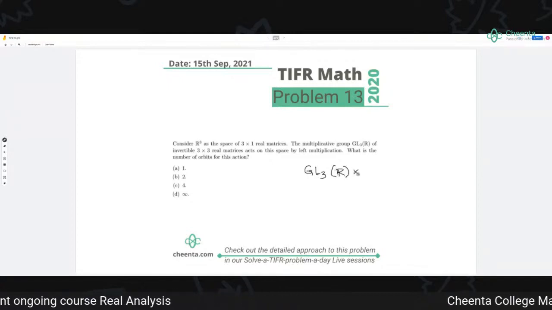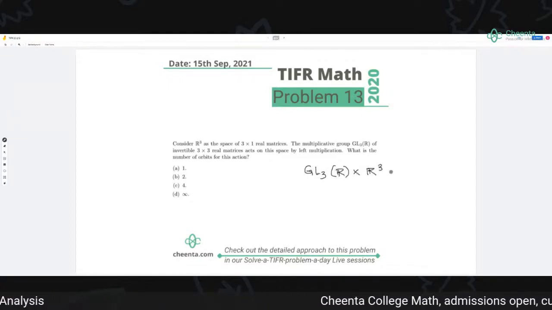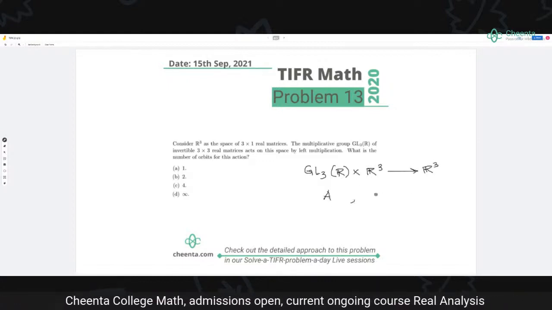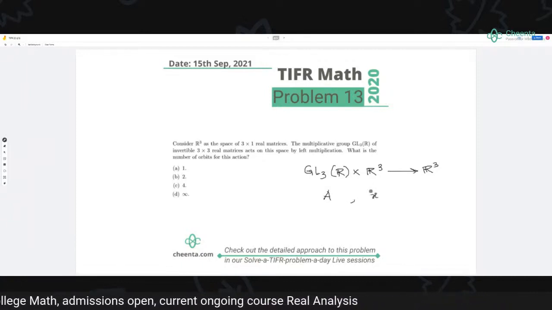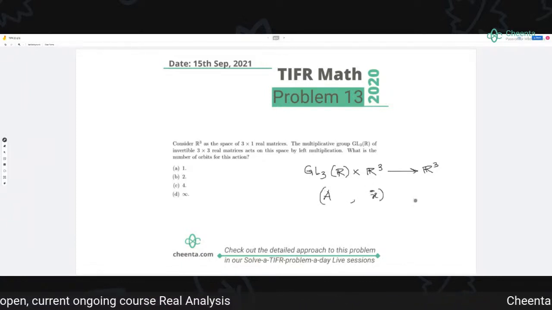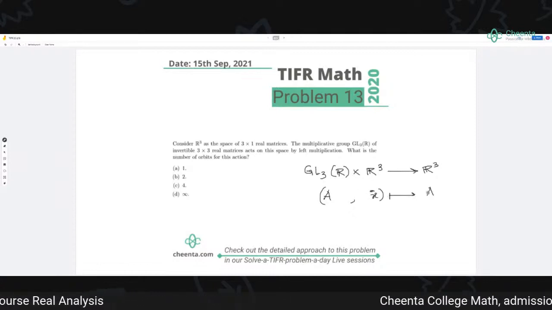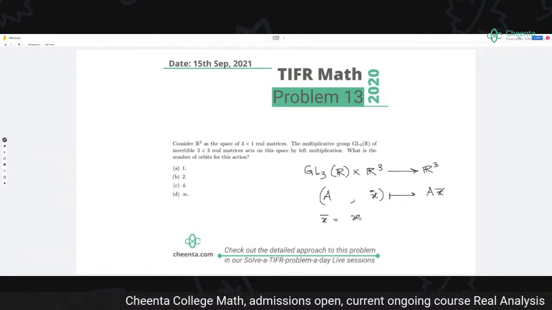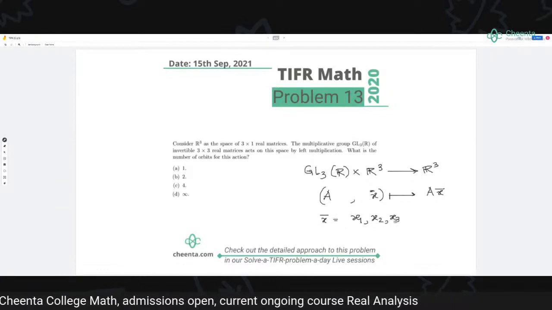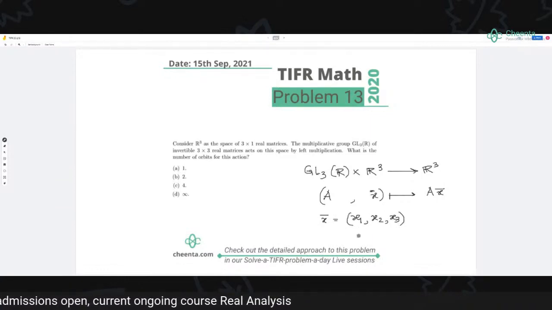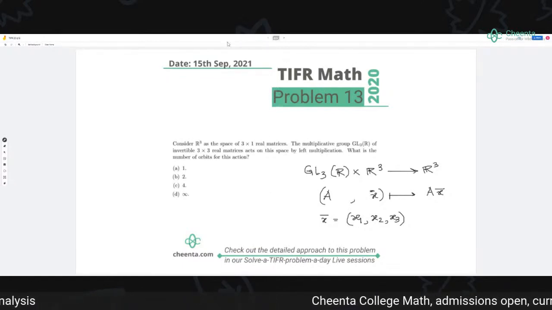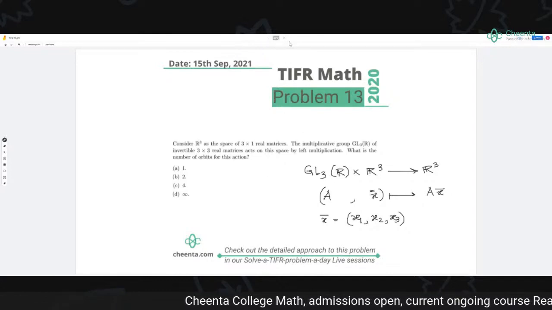It's precisely like this: GL3R cross R3 to R3. We take A, comma, a 3-tuple x bar in R3, and map it to A x bar, where I'm writing x bar as x1, comma x2, comma x3. This is how the group action is defined. Now we have been asked to find the number of orbits for this action. So what are orbits?